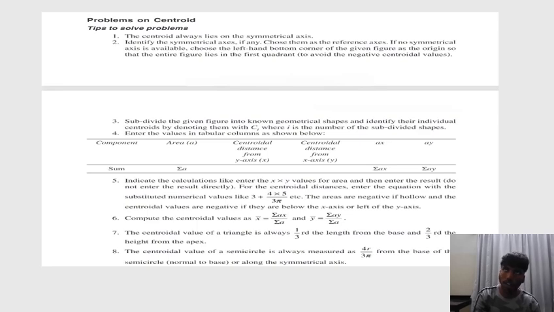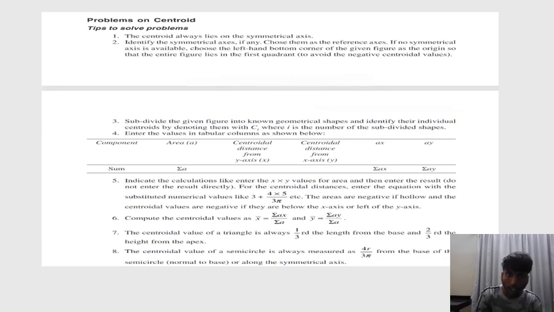The fourth point is entering the values into table columns as shown below. Here we can observe the components: area, centroid distance from the y-axis, centroid distance from the x-axis, ax, ay, and the summation of ax and the summation of ay. These are the components we should draw before we solve the problem.